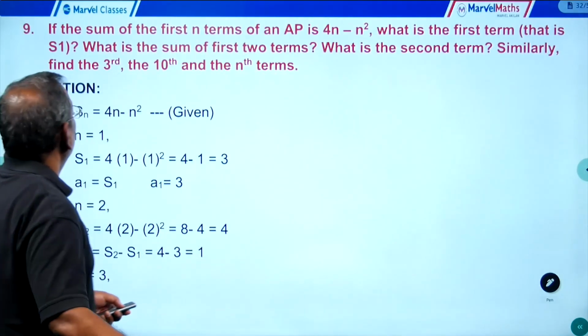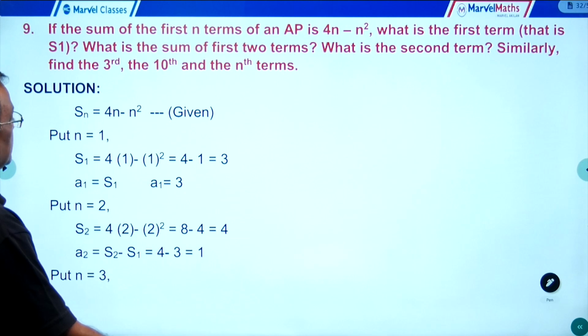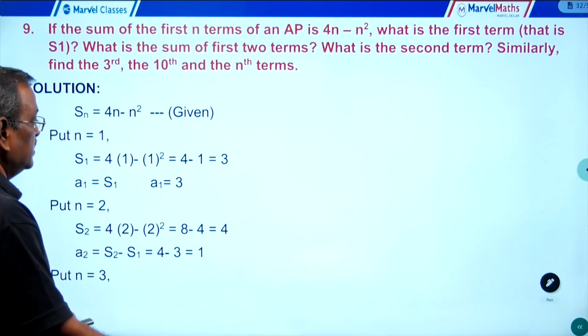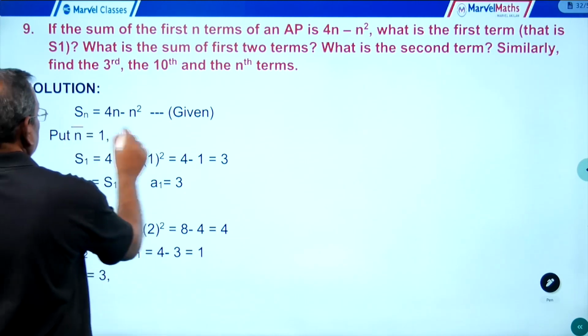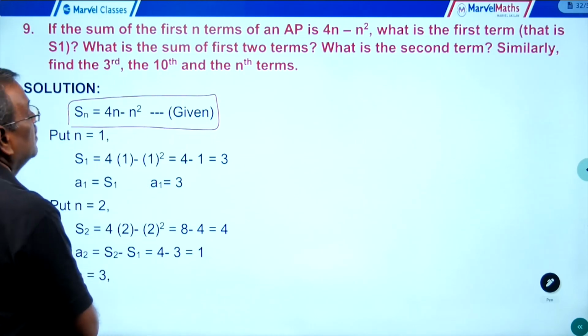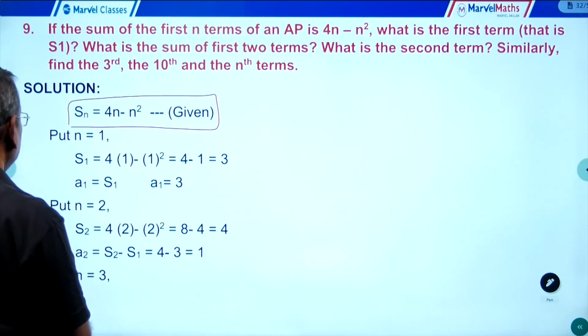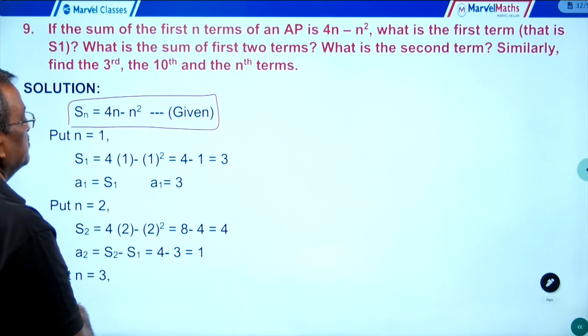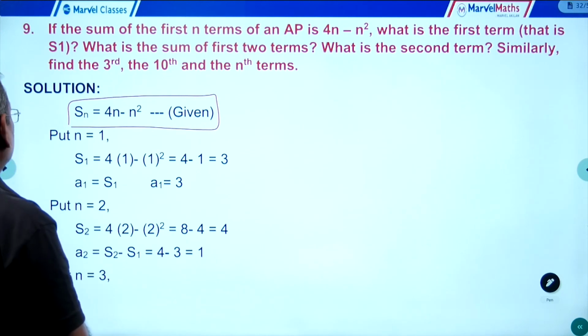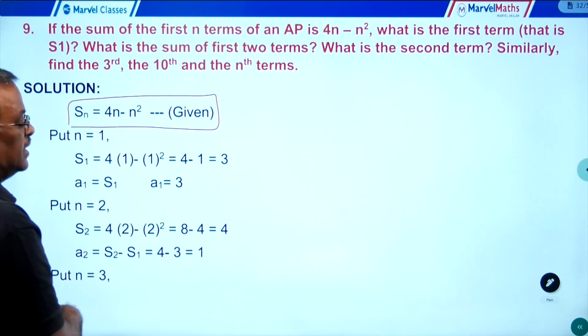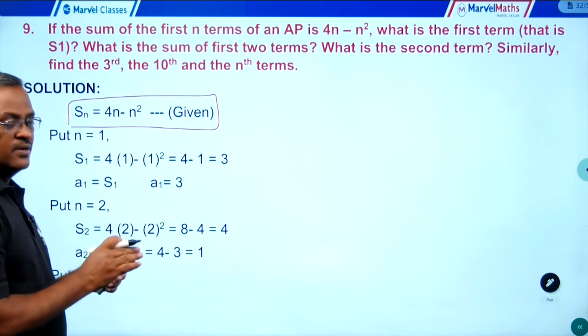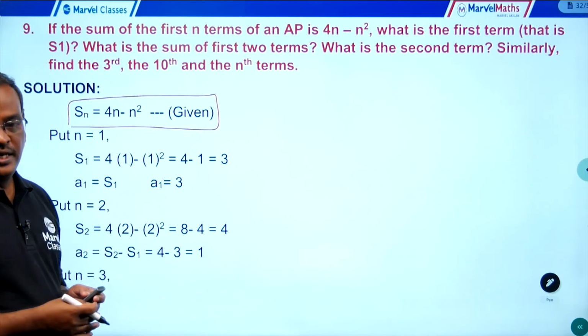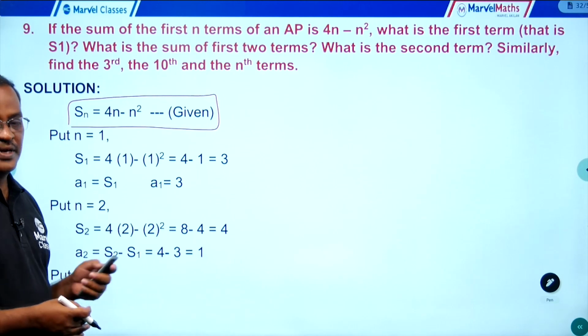And next important question. The sum of first n terms of an AP is 4n minus n square, that is Sn. What is the first term? That is S1. What is the sum of first two terms and what is the second term? Similarly, the third term, the 10th term and the nth term. This is a basic question, but there are more than 2 or 3 subdivisions, and hence it is a 5-mark question.